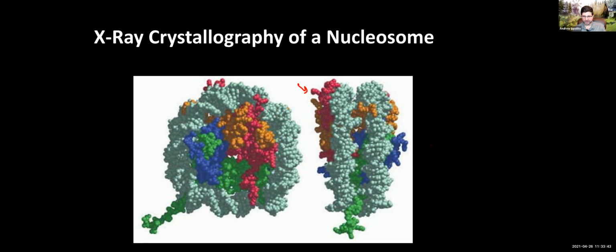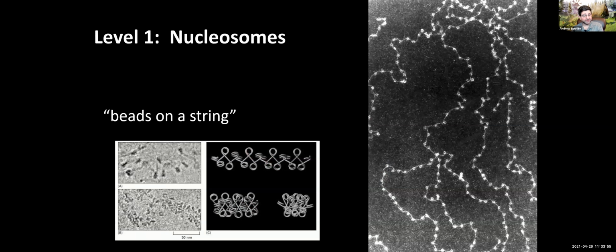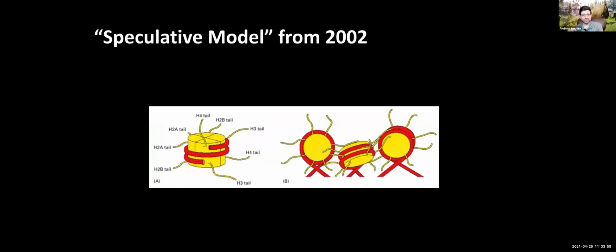Right, so that's probably a tail. That's probably the tail. Right, so the little things that jut out of it. All right. So there's a nucleosome, beads on a string, and we're still at a level of understanding this. We're still studying this stuff. So this used the speculative model from 2002. The idea of how this is arranged in 3D space, we figured it out since then.